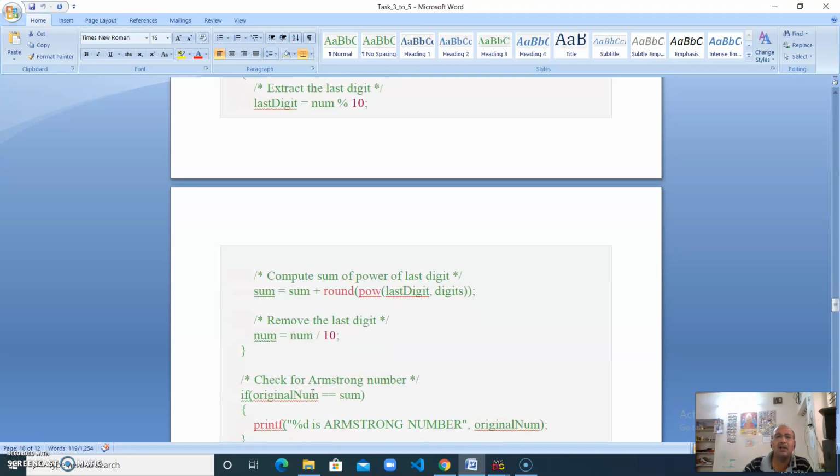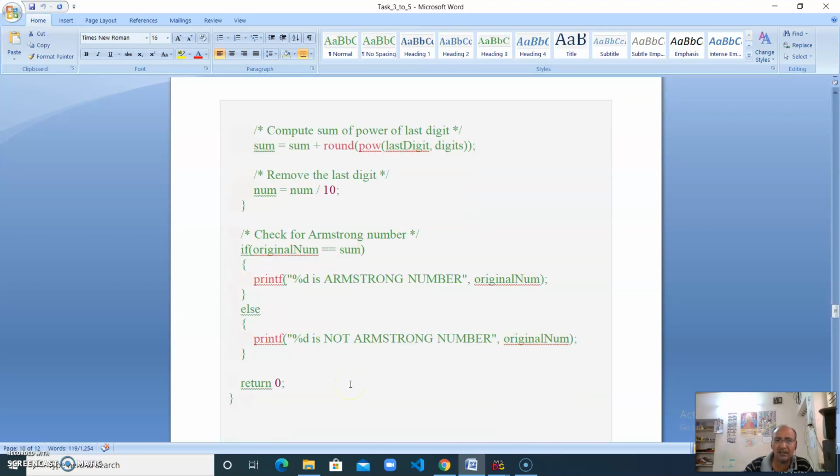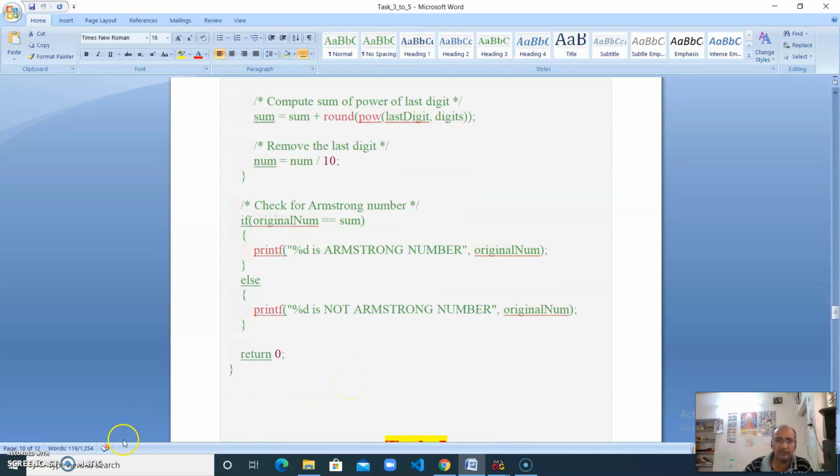Next one, check for the Armstrong number. That means if the original number equals the sum, that is an Armstrong number, else it is not an Armstrong number.